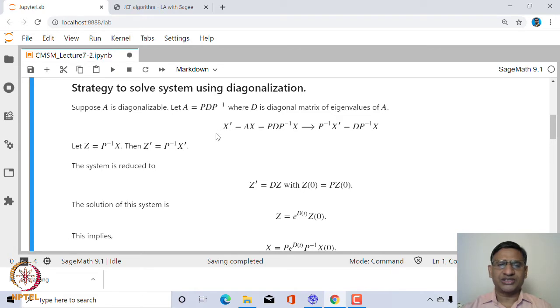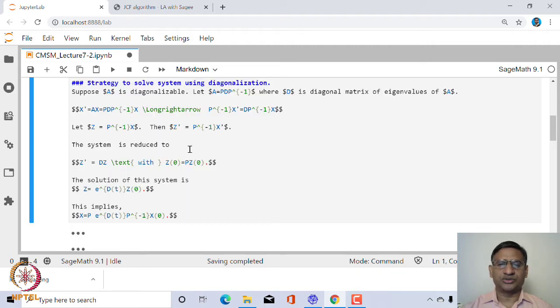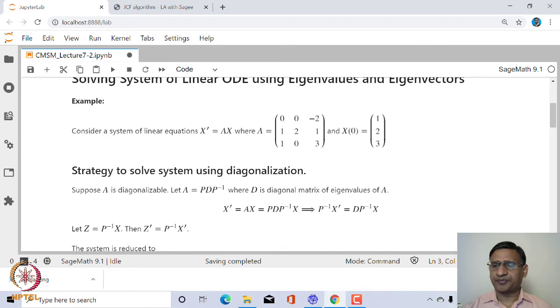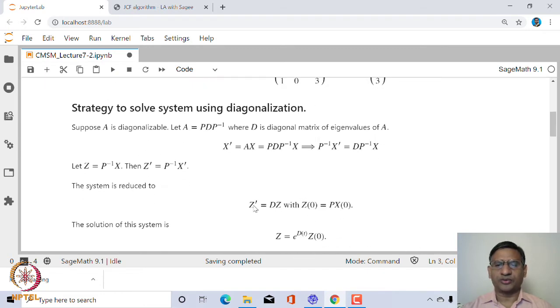In case we substitute P inverse x as z, so if you take z is equal to P inverse x, then z dash will be nothing but P inverse x dash. So, this differential equation now has become z dash is equal to Dz, where z at 0 is P inverse times x at 0. This should be P inverse x at 0. So, let me change that. That is the differential equation now: z dash is equal to Dz, where z at 0 is P inverse into x at 0.